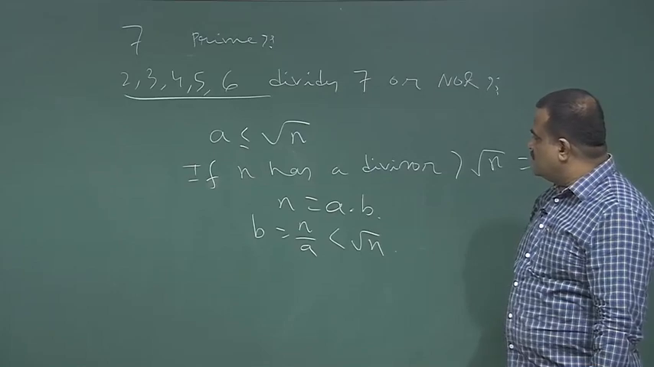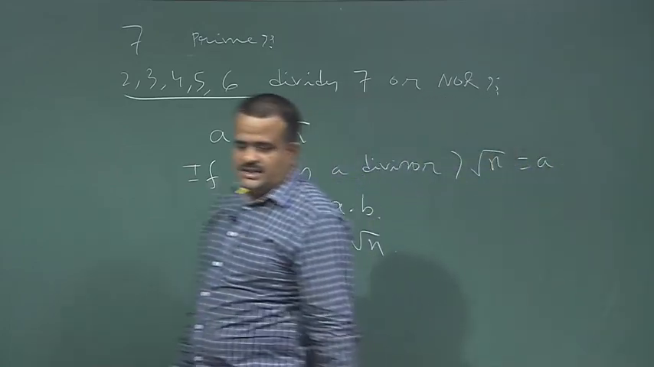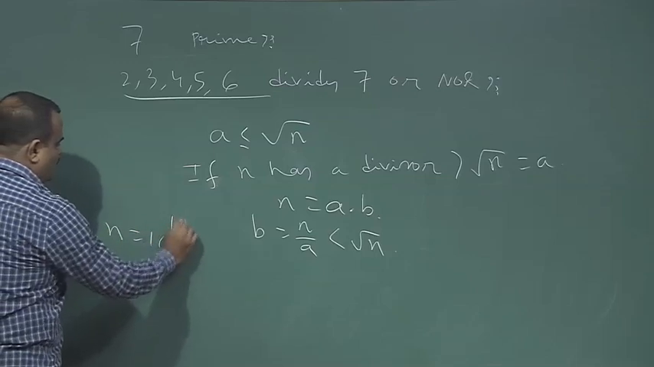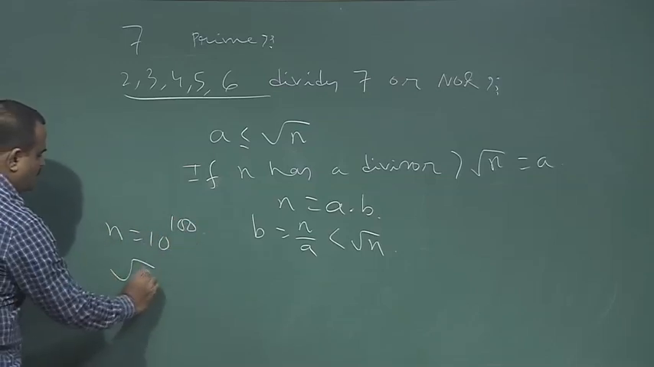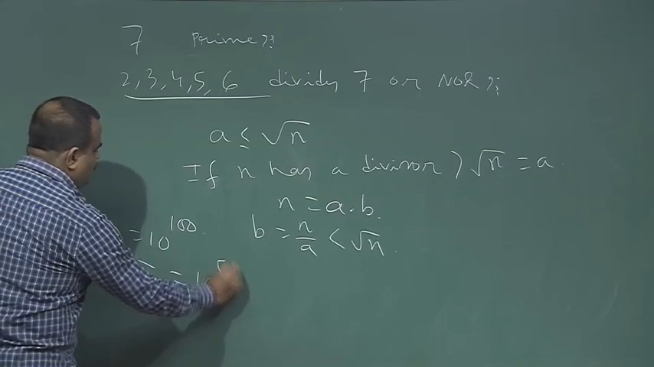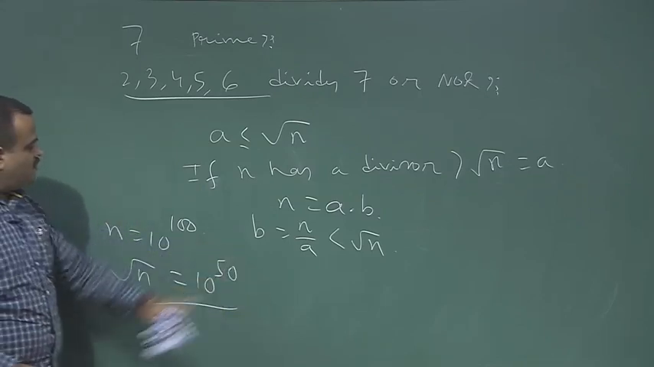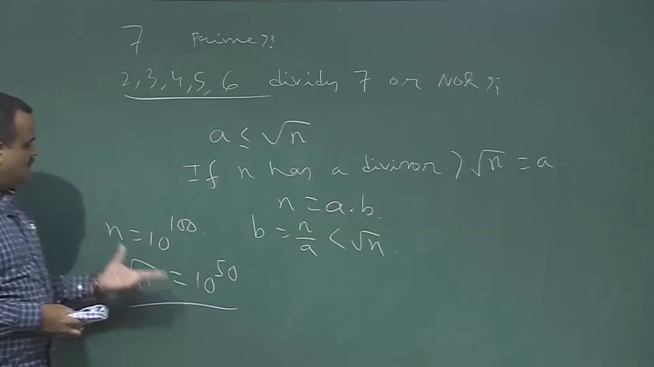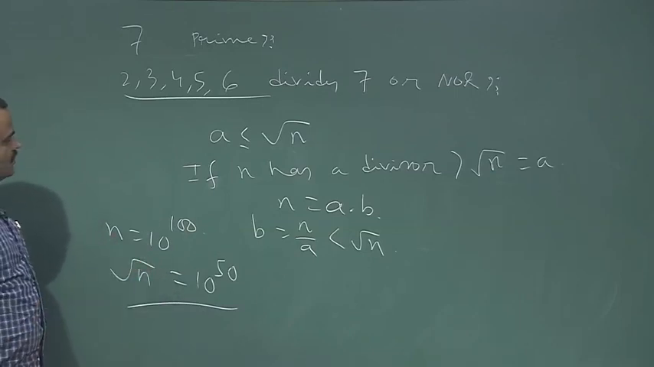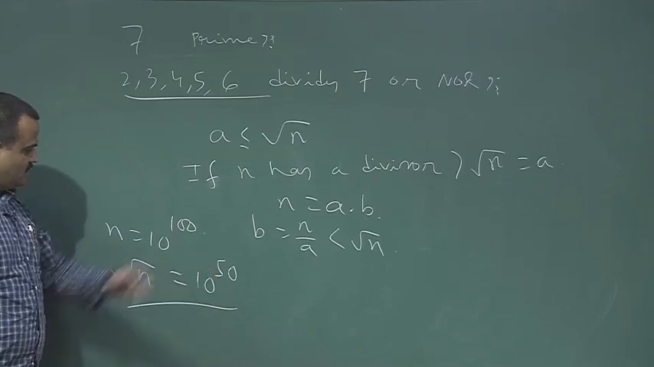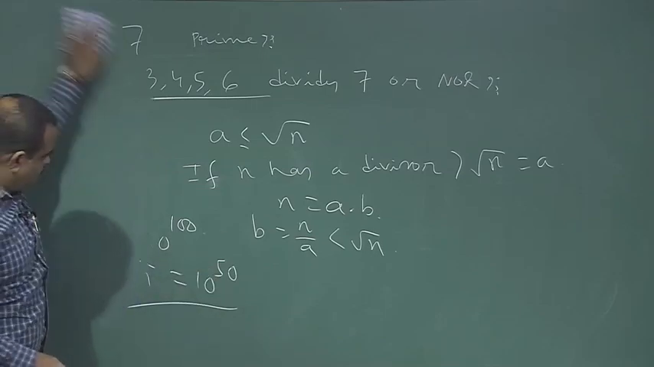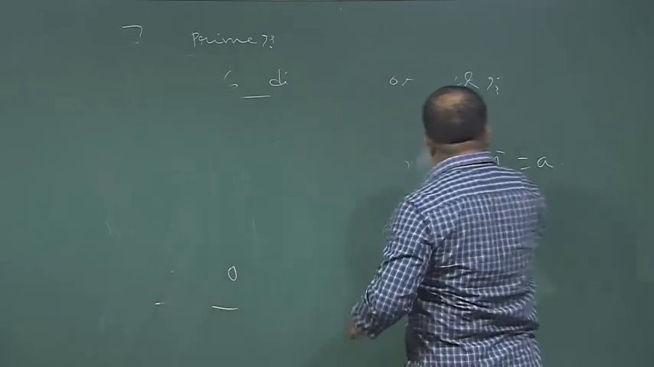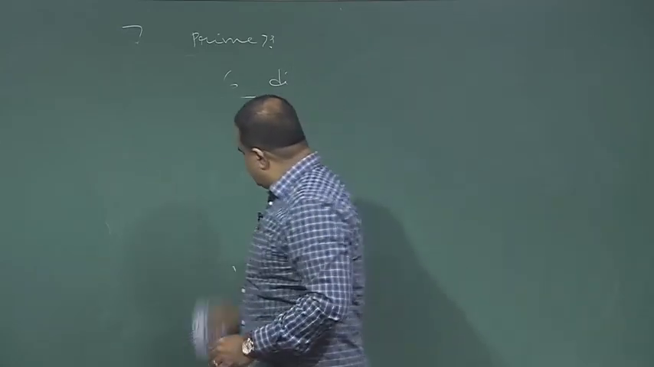The problem with this method is that if n is a big number, suppose n is 10 to the power 100, then the square root of n is 10 to the power 50. We have to check up to that many numbers to find whether it is prime. So, this is not a very efficient method to check whether n is prime or not. Another approach could be the sieve.